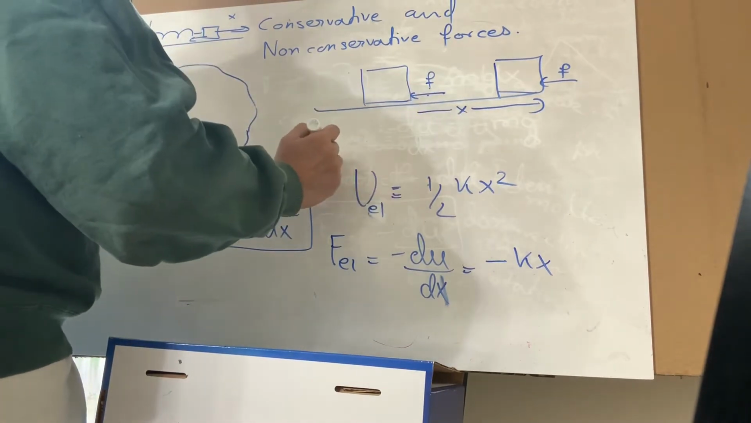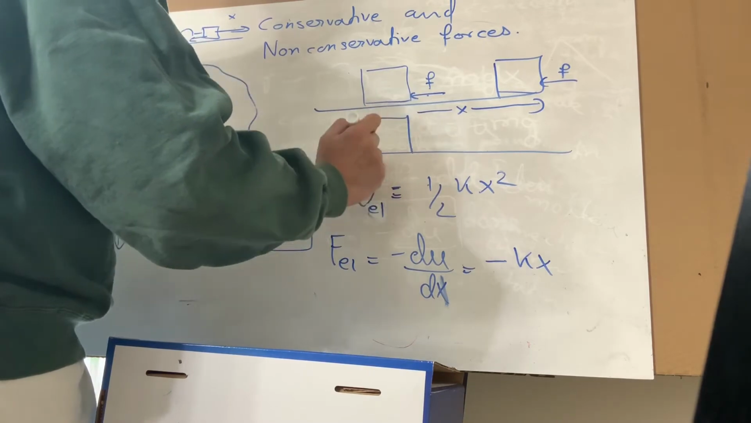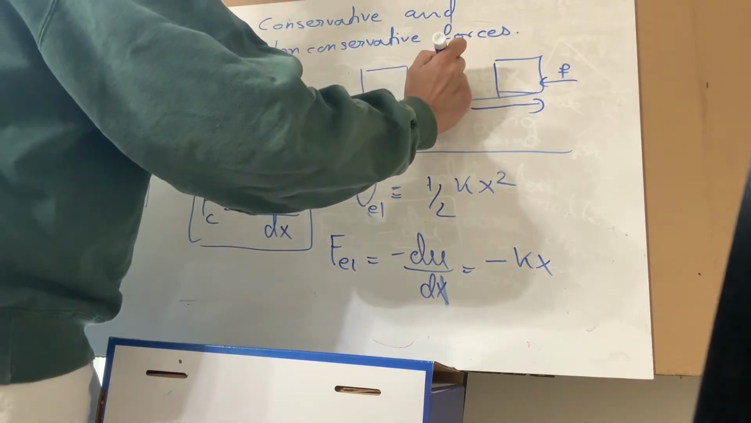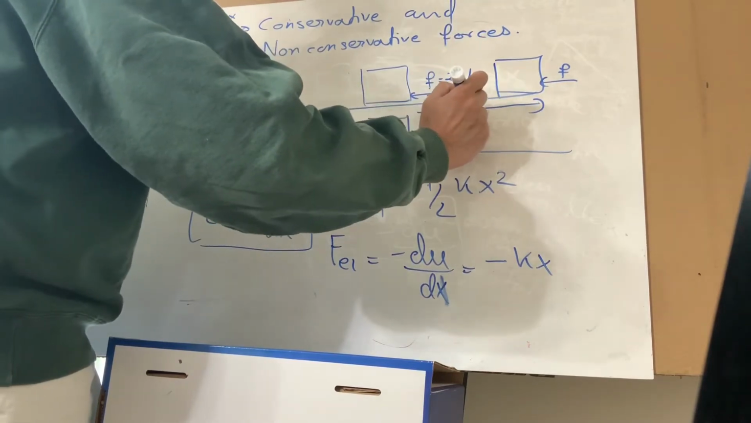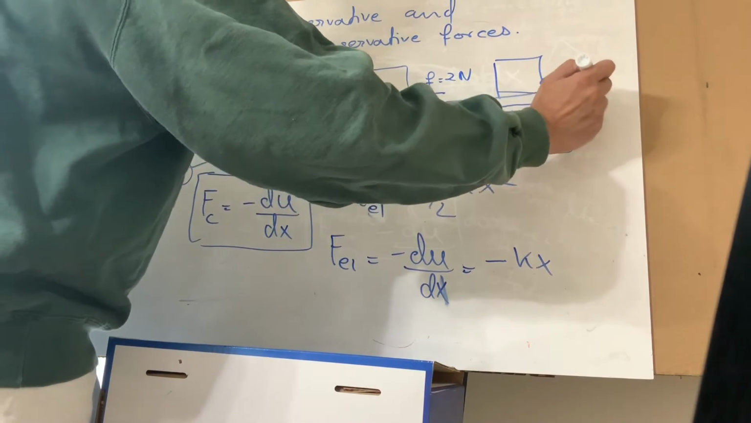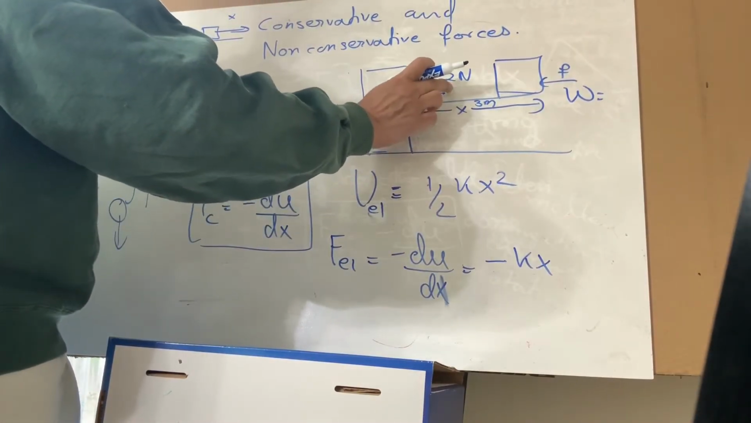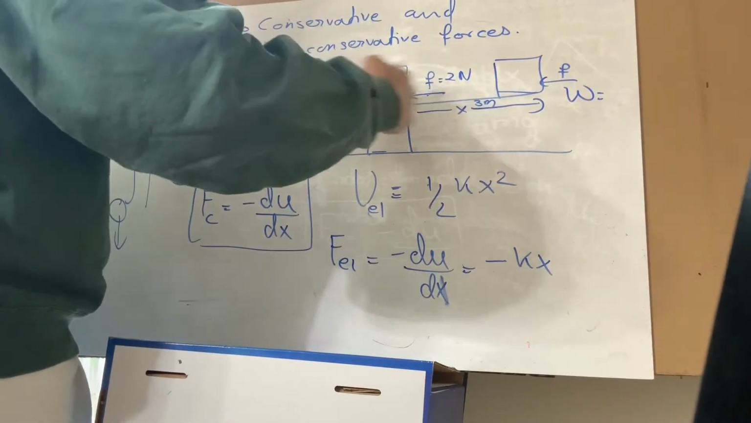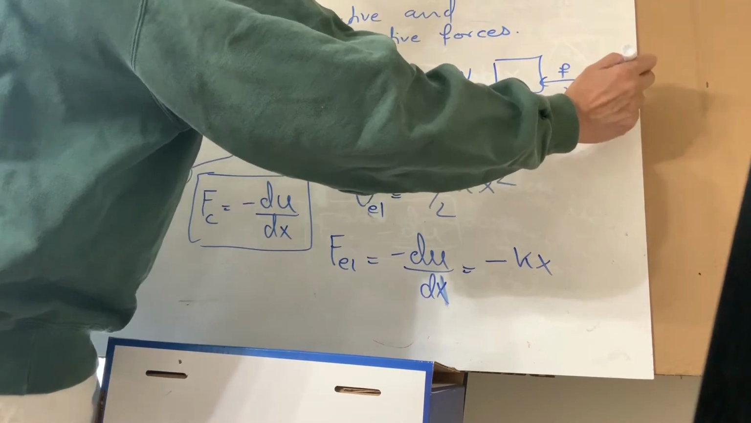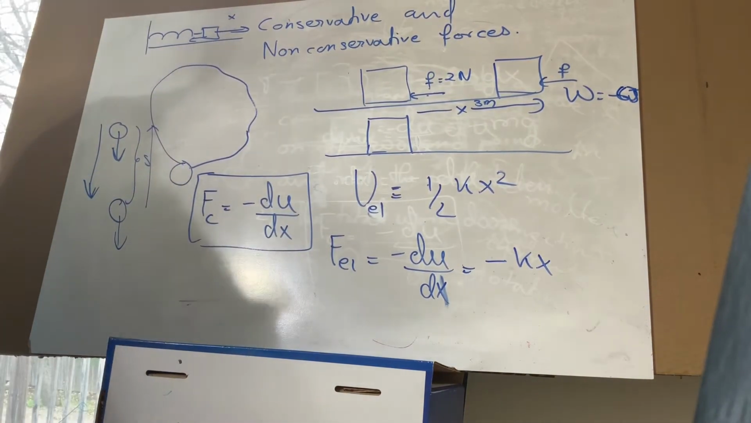What happens if you push it back in the opposite direction and bring it back to the same point? Suppose the frictional force here is 2 newtons and the displacement is 3 meters. What is the work done? Work done is force times the displacement. The force is negative, so minus 2 newtons times 3 meters is minus 6 joules. So the work done by friction is minus 6 joules.